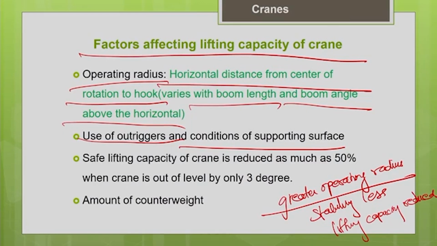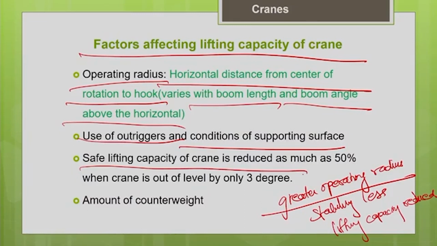Okay, I have even shown you a picture where the crane toppled over because of the poor or weak soil. So safe lifting capacity of the crane is reduced as much as 50% when the crane is out of level by only 3 degree. When the level of the surface gets reduced by 3 degree, you can see that the lifting capacity of the crane is reduced as much as 50%.